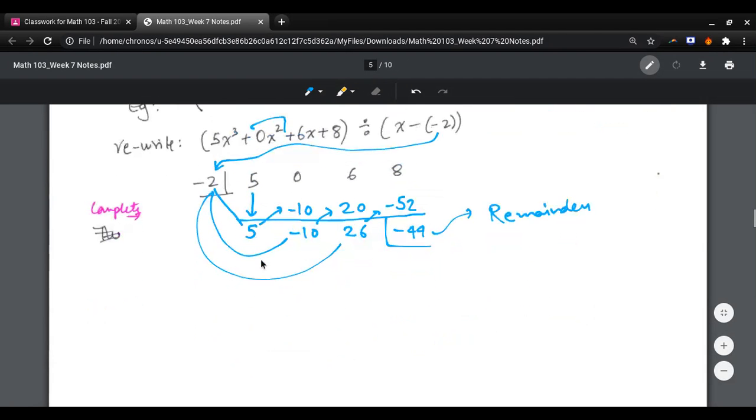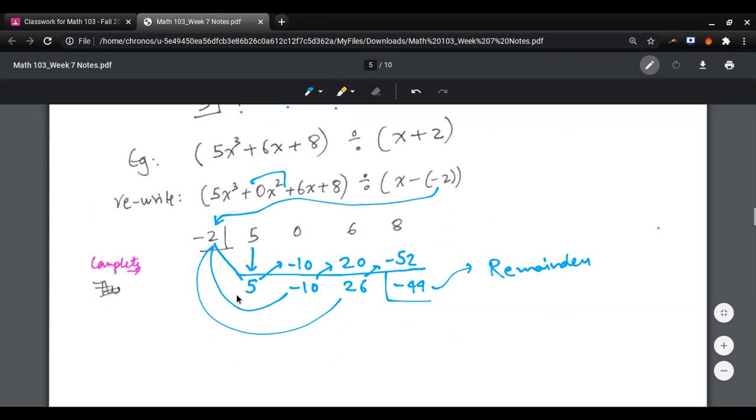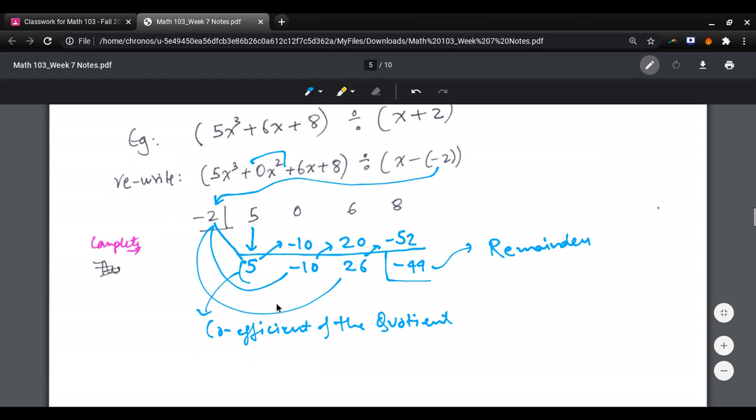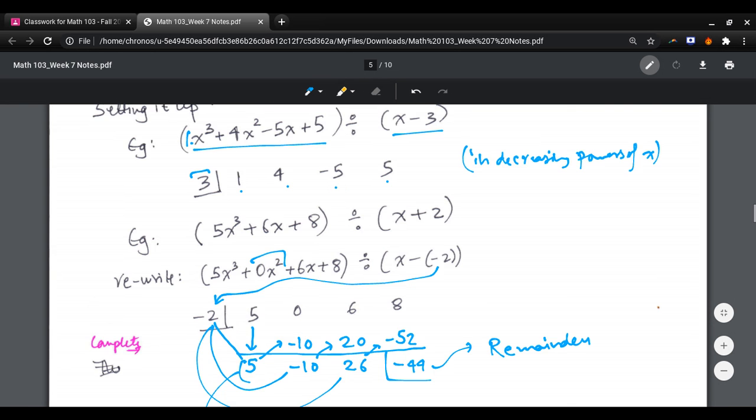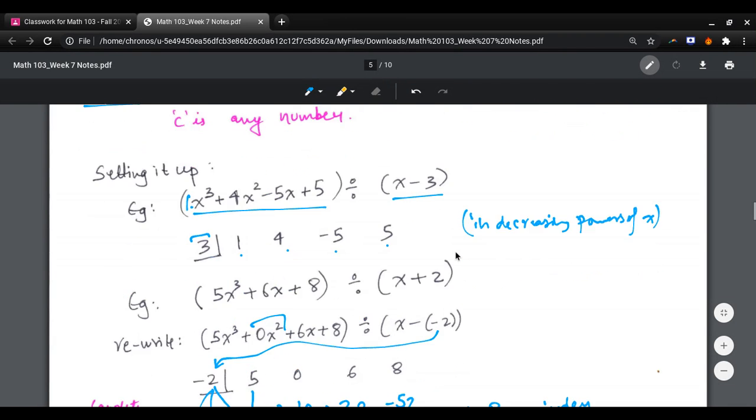Now we need to make sense of what these numbers mean. These numbers are the coefficients of the quotient. But what about the powers of x? Where do they start from? It always starts from 1 less than the highest power. You have an x cubed that you're dividing, so these are going to be 5x squared minus 10x plus 26. So you see, it's a much shorter method than the one that we did before. But again, caution, it only works when you're dividing by x minus c.